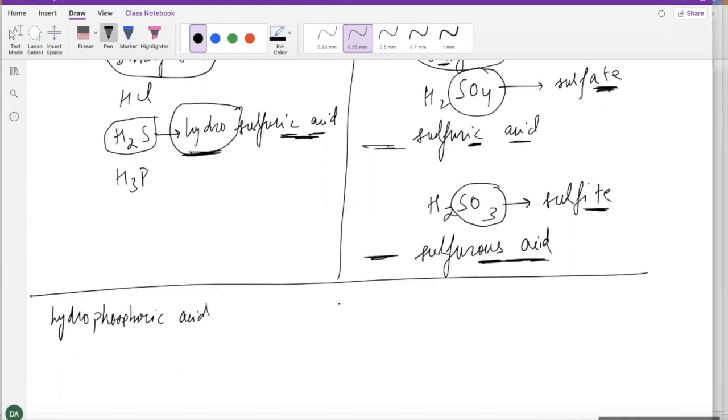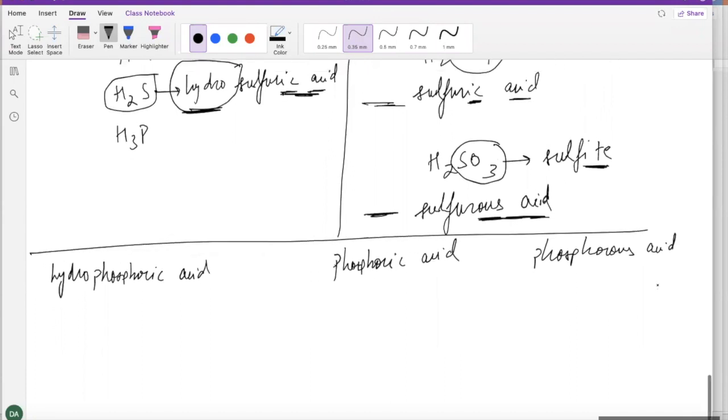Then we have phosphoric acid. Then we have phosphorus acid. So now, guys, if I give you these 3 names, you should be able to tell me what the 3 different formulas are going to be. And let's see how we're going to get to the answer. So hydrophosphoric acid, phosphoric acid, and phosphorus acid.